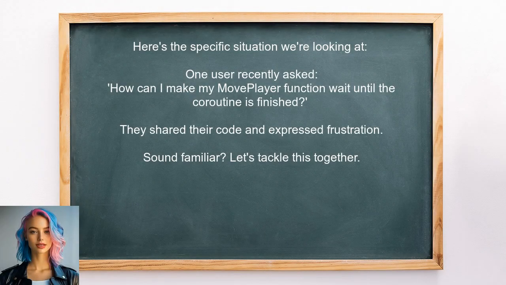Here's the specific situation we're looking at. One user recently asked, "How can I make my move player function wait until the coroutine is finished before moving on?" They shared their code and expressed their frustration with the movement not waiting. Sound familiar? Let's tackle this together.